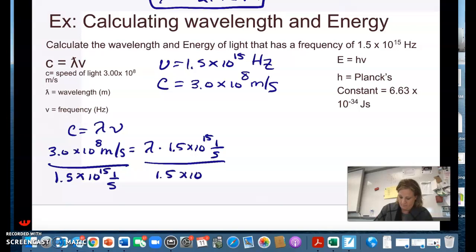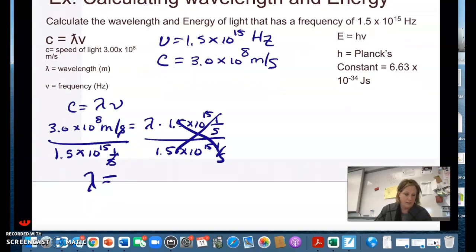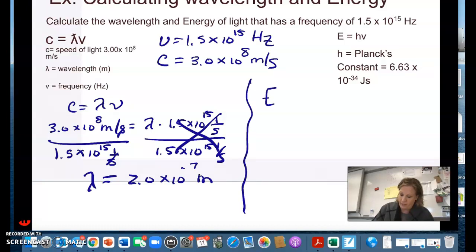So then I get my wavelength. My seconds cancel, I'm in meters. Wavelength here ends up being 2 times 10 to the negative 7th meter. I can also calculate energy. So energy is going to equal Planck's constant, which is 6.63 times 10 to the negative 34th joules times seconds. It's going to equal that times the frequency of the wave.